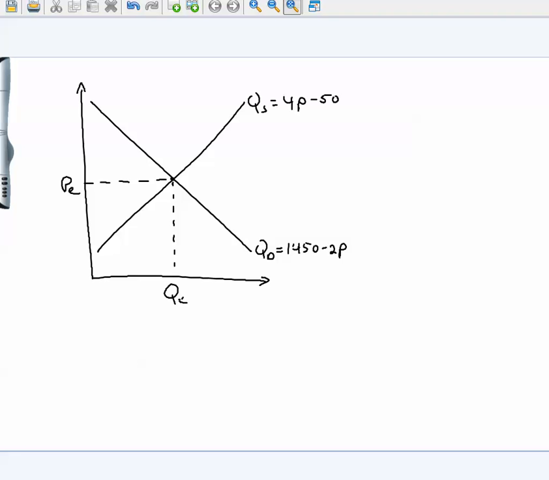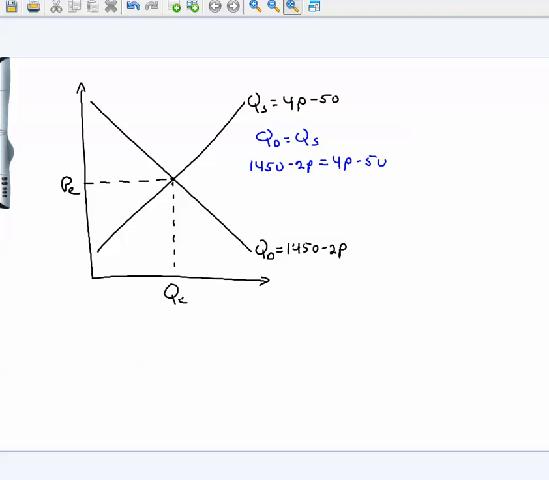So, you're given a demand equation and a supply equation. To find the equilibrium price, you just set the quantity demanded equal to the quantity supplied. That's your first step. And then by substitution, the quantity demanded is 1450 minus 2p, and the quantity supplied is 4p minus 50. And now all you have to do is solve this thing.